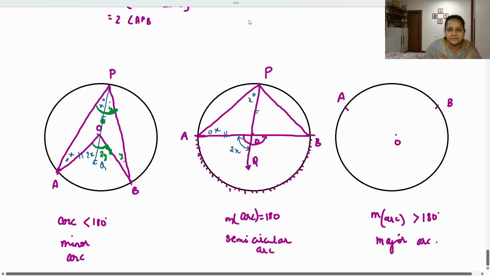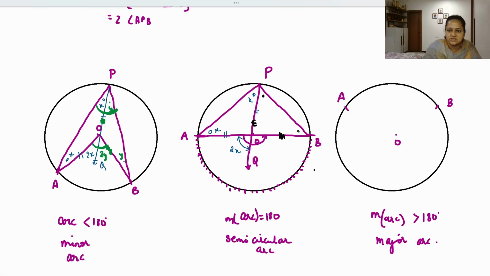Again, we'll say that OP is equal to OB, radii of the same circle. So these two angles are equal. Angle P is equal to angle B, isosceles triangle property. Let me call them y. Then we say that BOQ is the exterior angle, so it will be the sum of the remote interior angles, 2y. And then the last part remains the same, children. 2x plus 2y, 2 comes out common, x plus y.